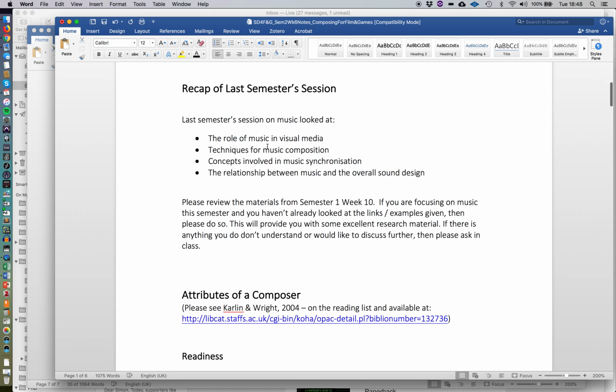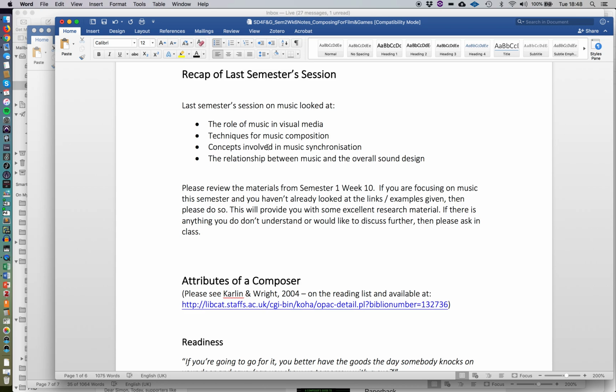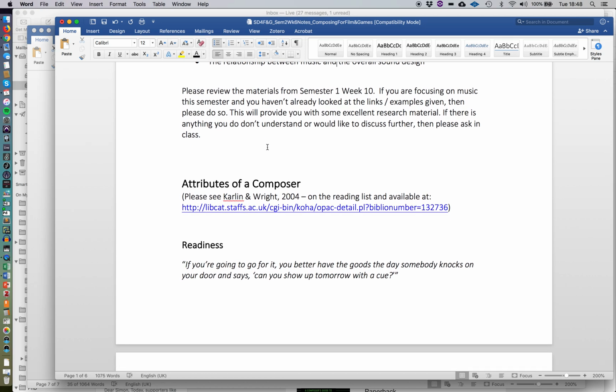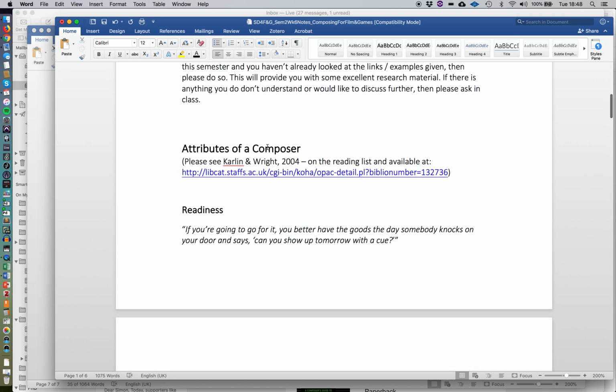Okay, going back to this semester then. So seeking to build on some of this material, we can look at attributes of a composer. So this is from a book by Carlin and Wright, 2004, which is from the reading list.